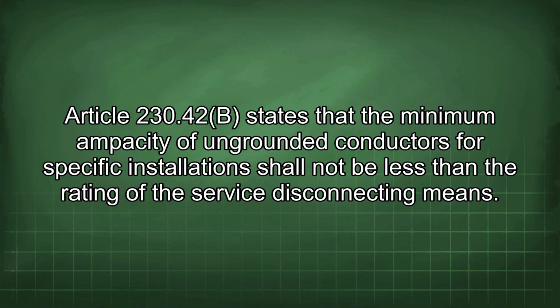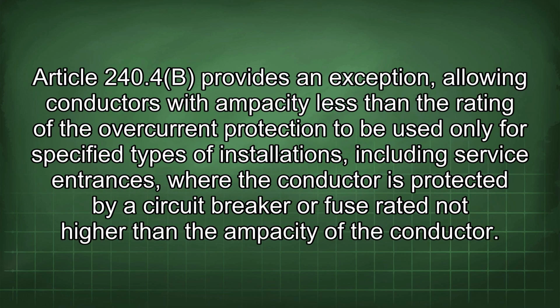Article 230.42(b) states that the minimum ampacity of ungrounded conductors for specific installations shall not be less than the rating of the service disconnecting means. Article 240.4(b) provides an exception, allowing conductors with ampacity less than the rating of the overcurrent protection to be used only for specified types of installations, including service entrances, where the conductor is protected by a circuit breaker or fuse rated not higher than the ampacity of the conductor.